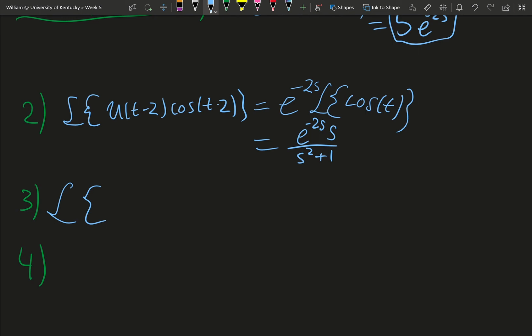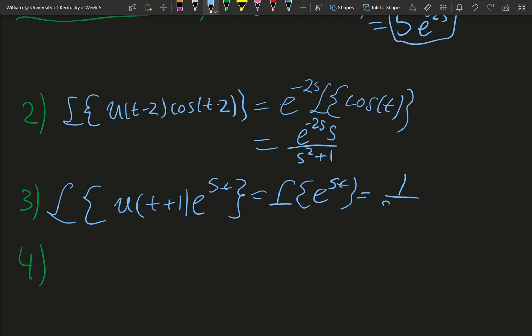Looking at another example, we can have the Heaviside function u of t plus 1 times e to the 5t. And remember, this is sort of a trick question because our a is negative, so it's just the Laplace transform of e to the 5t, which is 1 over s minus 5.